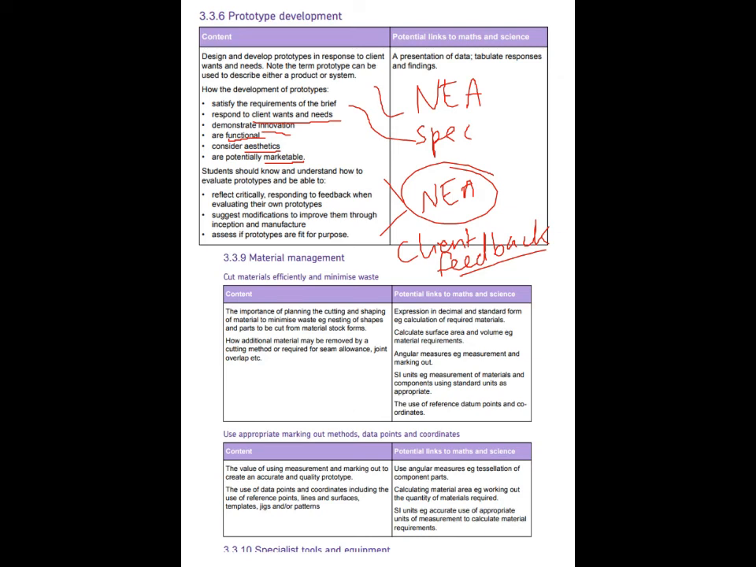Last one is material management. So this is about trying to reduce waste. So this is things like tolerances again, things like using reference points, templates, jigs, and other patterns. You can see that's kind of production aids again. And thinking about, we've done this in your NEA.